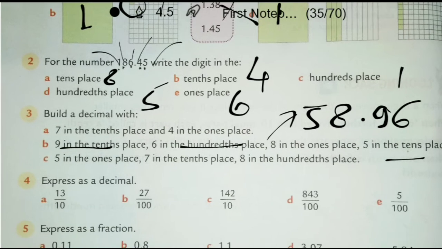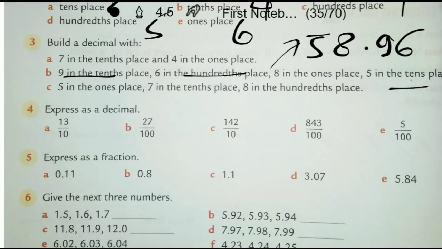Okay. Next, question number 4. Express as a decimal. See, first we will look at the denominator only. From the denominator we can put the decimal. See, in this one only 1 0 is there. So the answer will be 1.3. Okay, why? Because only 1 0 we are having. And here two numbers we are having, so before one number we can put this decimal.